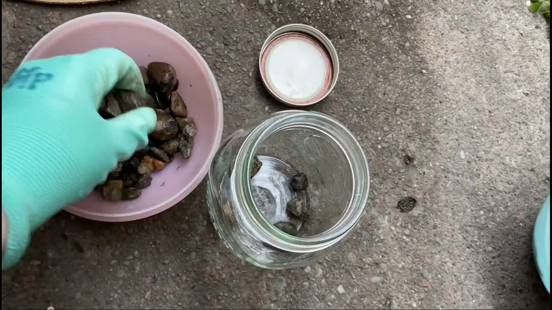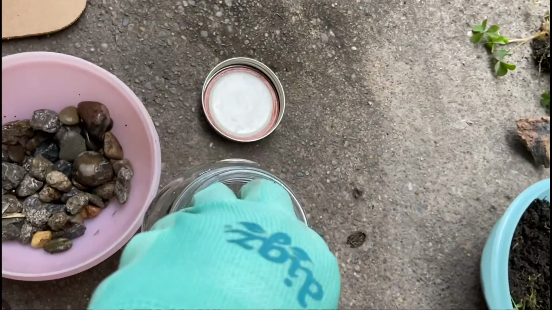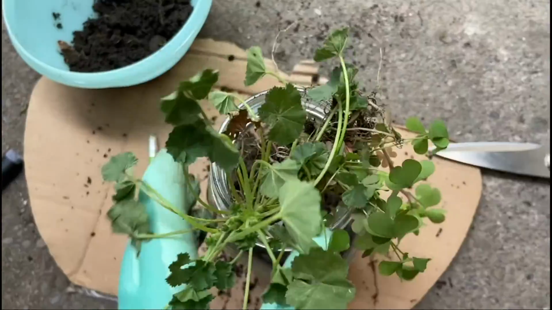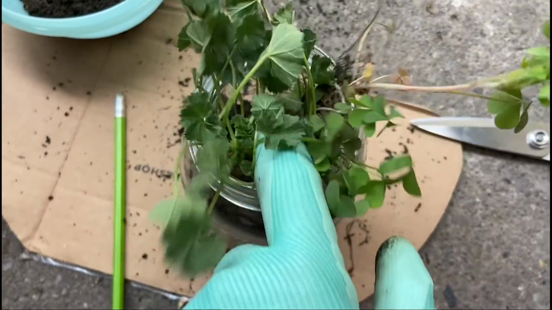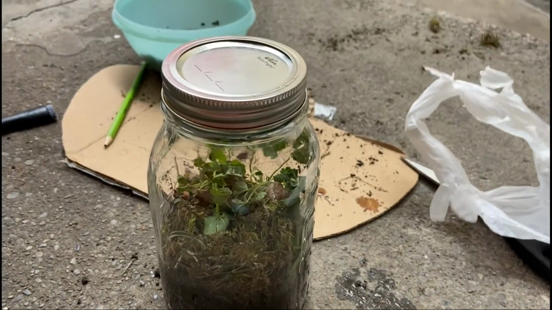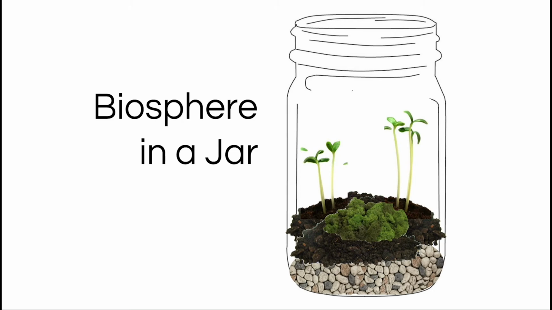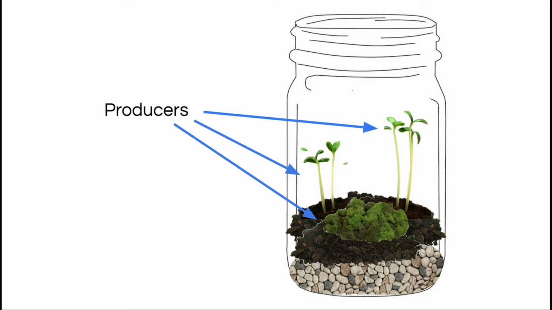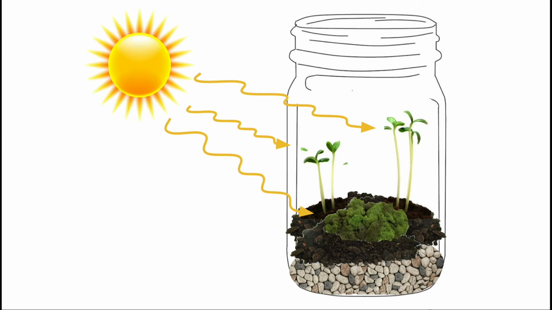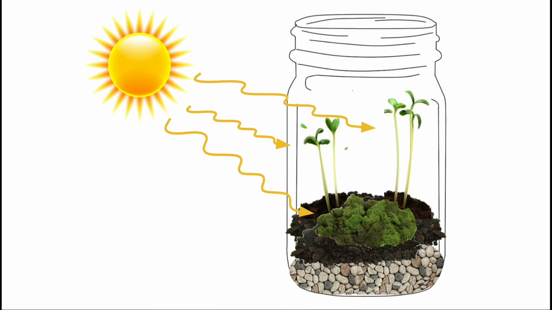Here's a self-sustaining ecosystem that I made using items from my backyard. It's self-sustaining because it only needs energy from the sun to survive. So how does energy flow in this ecosystem? Similar to the last example we looked at, the producers in the jar, which are clover and moss plants, will absorb sunlight, converting it into food and energy to grow.